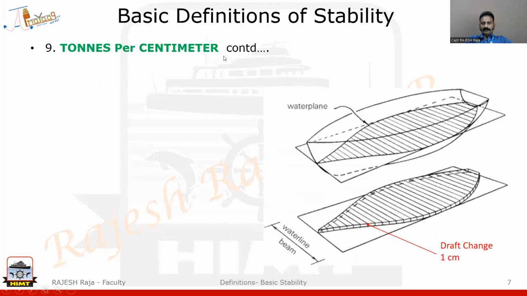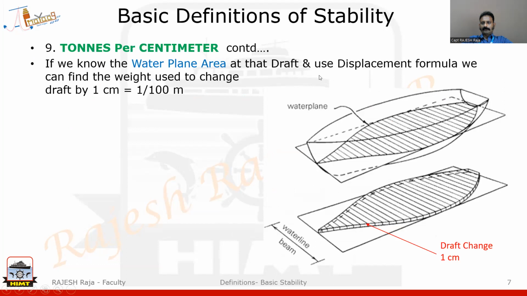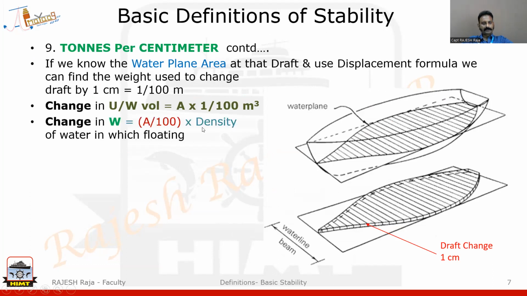Okay, I'm going to show you again the same formula, but I'm just going to go further. So let us say at any draft of the vessel, I know the water plane area. So I can use the displacement formula to find the change in weight, because the draft sinkage or risage is exactly 1 centimeter, which is 1/100 of a meter. So this is what I've written. What is the change in underwater volume at that time when I put that extra weight? It is A by 100 meter cubed.